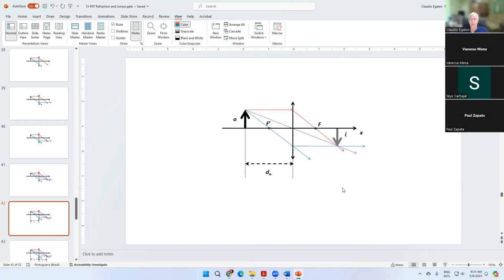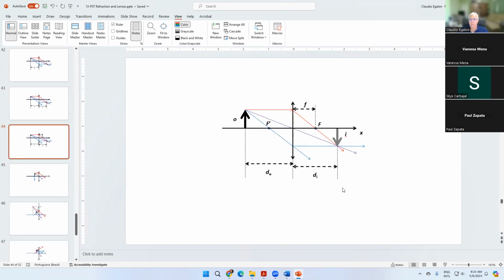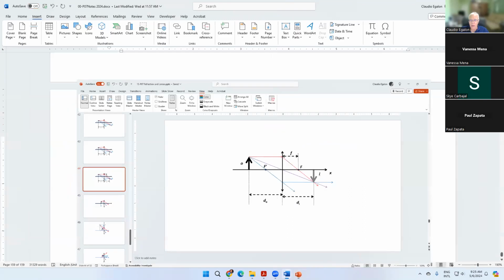Here you go. D naught is the distance of the object, object O. On the other side, the image I is formed. And the distance of the image is DI. Okay? Here is the focal distance. There is the focal point, and then there is the focal distance, right? And let's go back to our drawings.